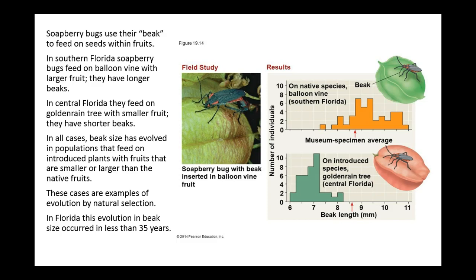So that's the soapberry bug idea, and then also you have graphically, in terms of graphs, their beak length over time due to the introduction of this non-native species, but the bugs have adapted to eat it.